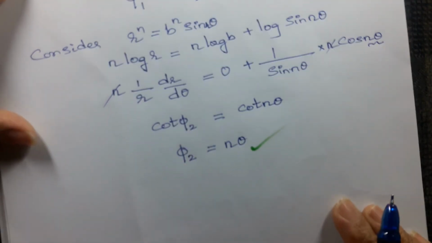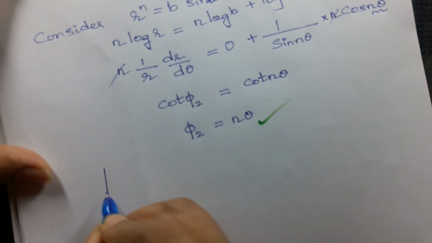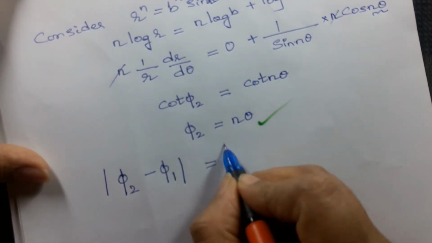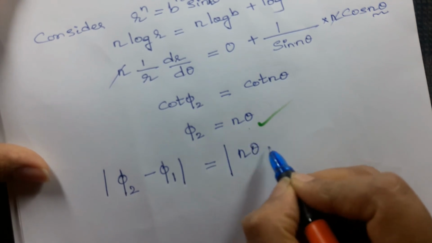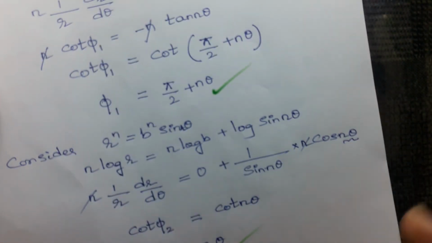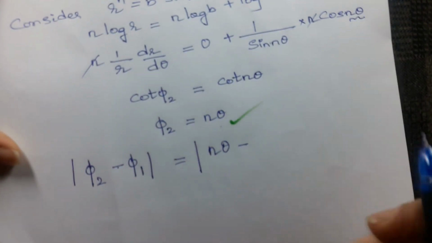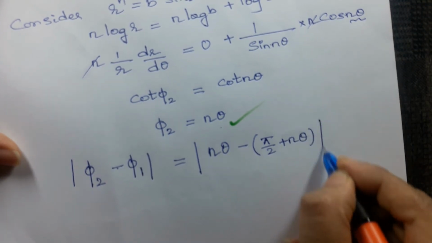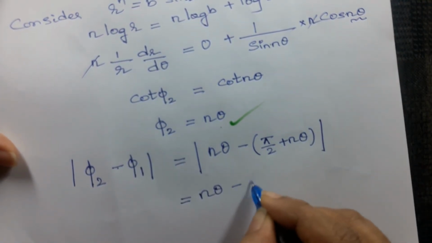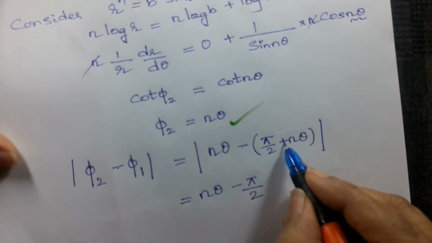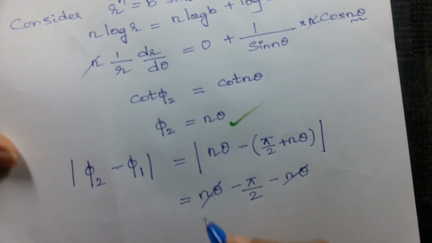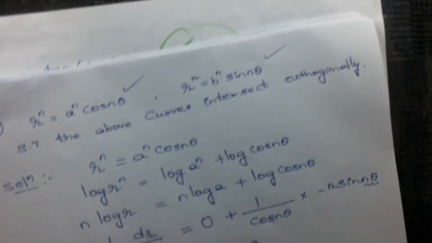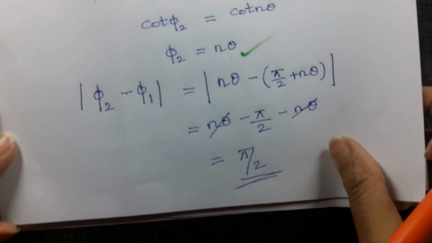So to prove these two curves are intersecting orthogonally, what is the condition for orthogonality? Modulus of phi 1 minus phi 2. Phi 2 is n theta, minus phi 1, which I got as pi by 2 plus n theta. I will substitute here pi by 2 plus n theta. So n theta minus pi by 2 minus n theta. Plus n theta and minus n theta cancel, I will get pi by 2. So I have proved that these two polar curves are intersecting orthogonally.